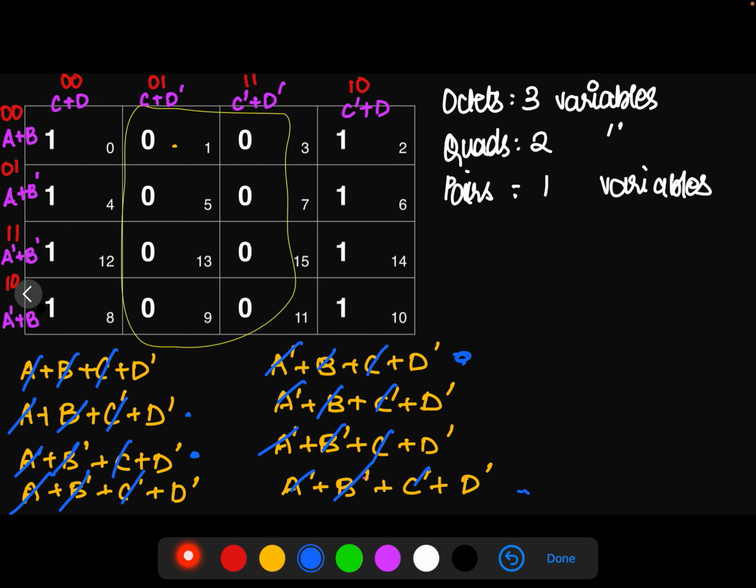So what are we left with? We're left with D dash. Because this is an octet, we have eliminated 3 variables to give our final expression D dash.